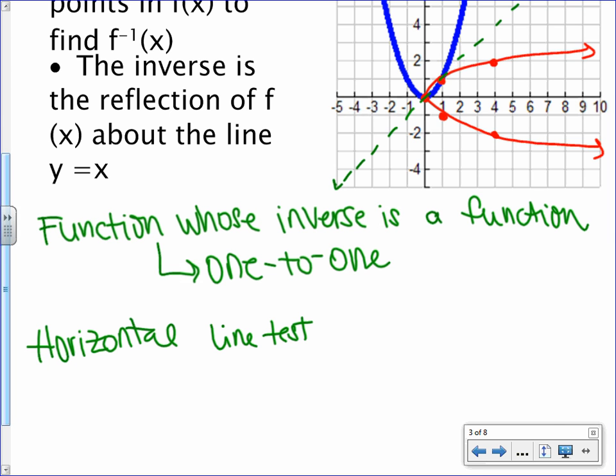That is how we do it graphically. Let's talk about how we do it algebraically. Now, how did we do it graphically? We did what with our coordinates? We switched x and y. That's what we do algebraically.